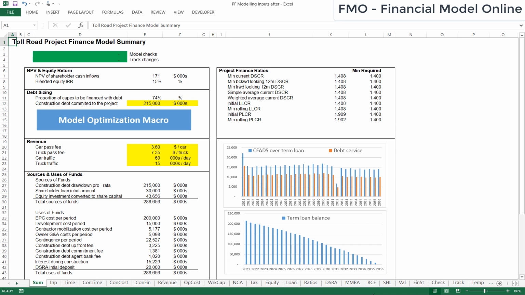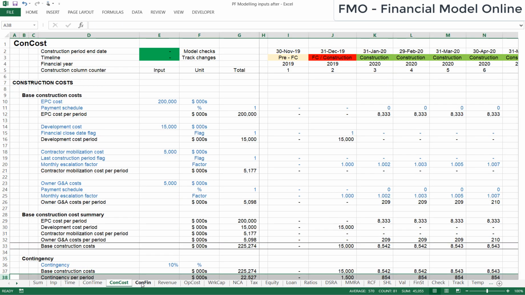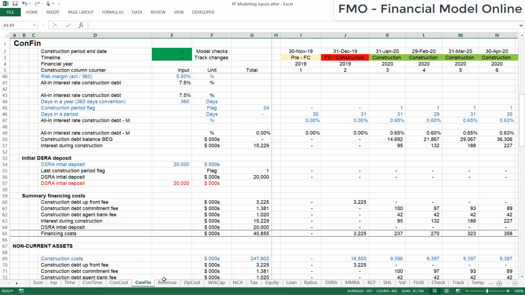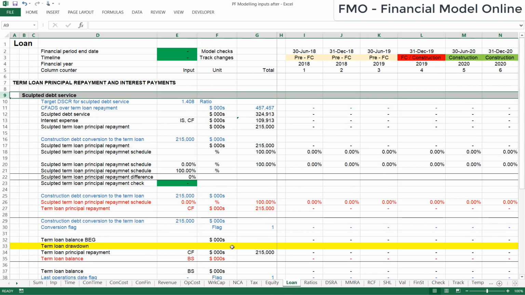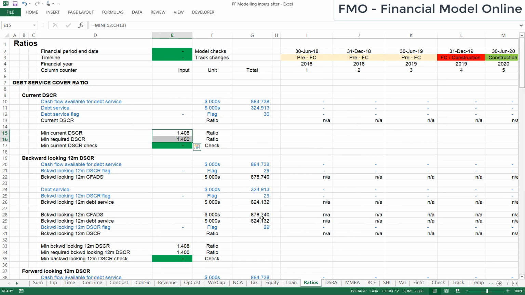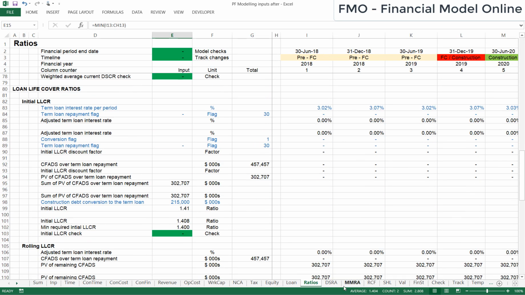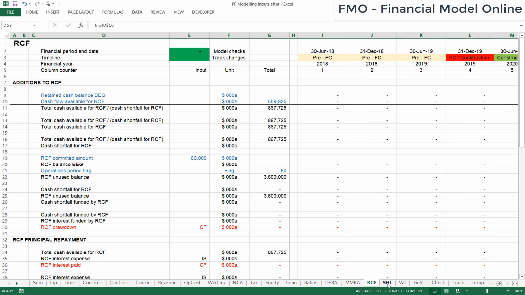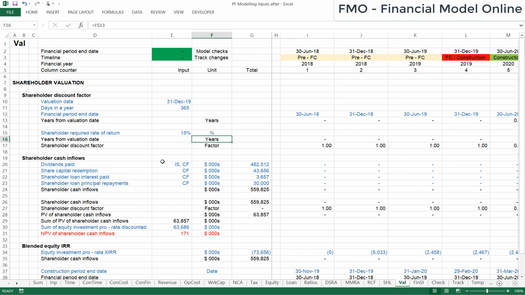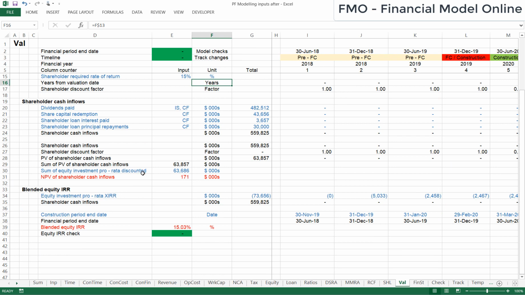Before we go over the case study instructions, I just wanted to show you the final model, the final product that will come from this course. And as you can see, it's going to be very detailed. We're going to model the construction costs and construction funding and revenue, operating costs, working capital, fixed assets, the tax, equity, the term loan to the project, including the sculpted debt service profile, the important project finance ratios, the debt service reserve account, the major maintenance reserve account, the revolver, shareholder loan, and finally we will do the valuation of the project. So we'll carry out the NPV and IRR analysis.